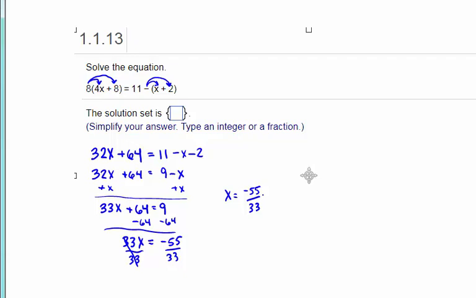And that fraction is reducible by 11 on both the top and the bottom. So I can divide the top by 11, and I can divide the bottom by 11. That's going to give me negative 5 over positive 3. And remember that these are checkable simply by taking your negative 5/3 and plugging into your equation.